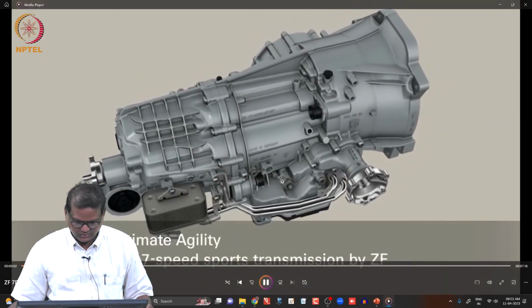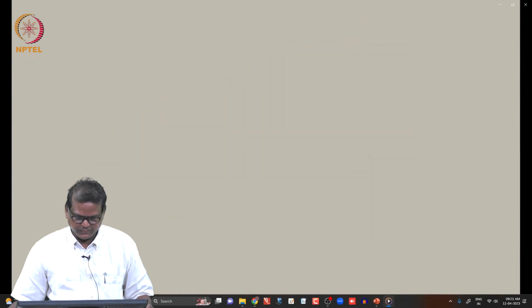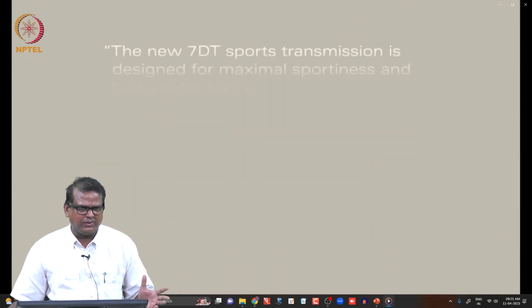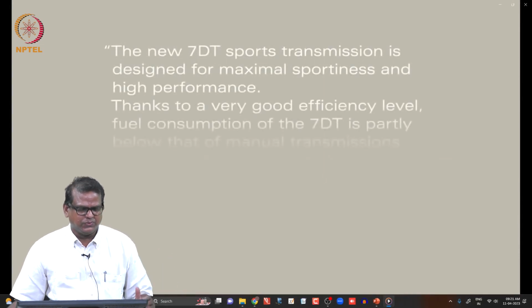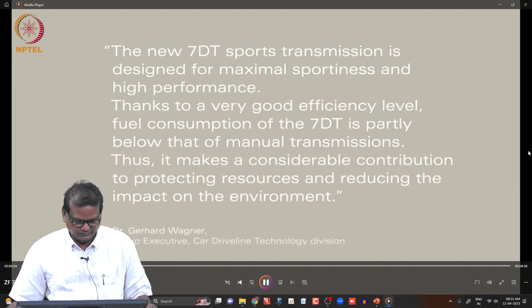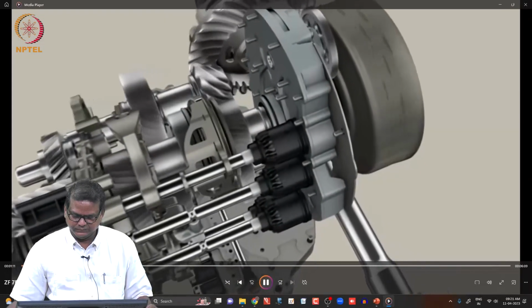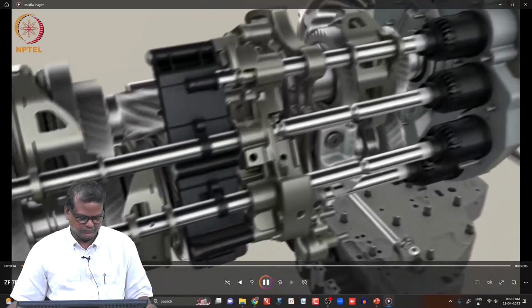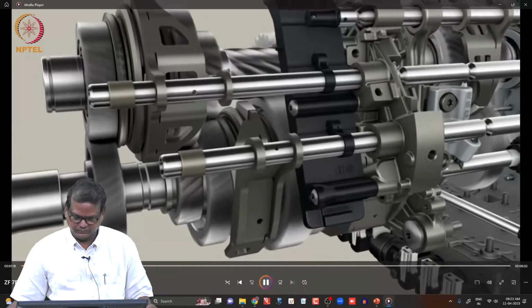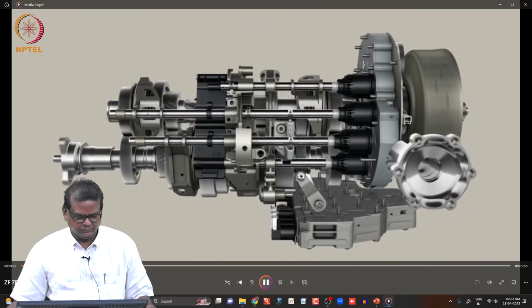New 7-speed dual clutch transmission by ZF for sports cars. Ultimate agility. The new 7DT Sports transmission is designed for maximal sportiness and high performance. Thanks to a very good efficiency level, fuel consumption of the 7DT is partly below that of manual transmissions. Thus, it makes a considerable contribution to protecting resources. Genuine sporty car drivers. The formula for more sportiness is in the detail. To this end, we have perfected the interaction between the individual components. The consequence: all-wheel drive vehicles also benefit from the new performance range of this sporty transmission.